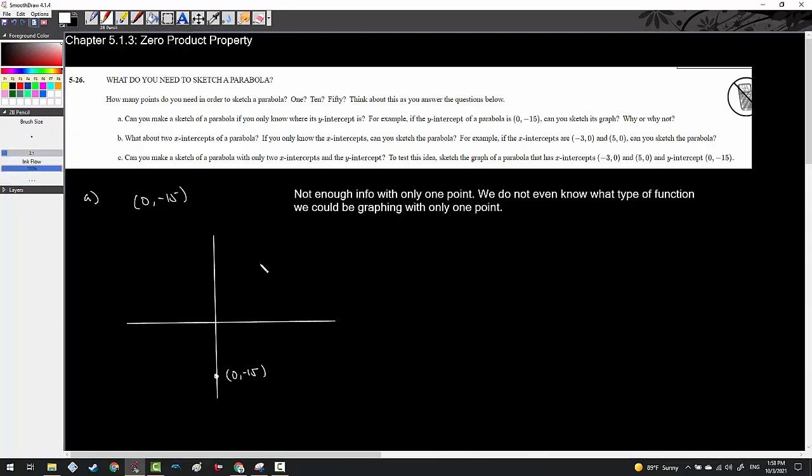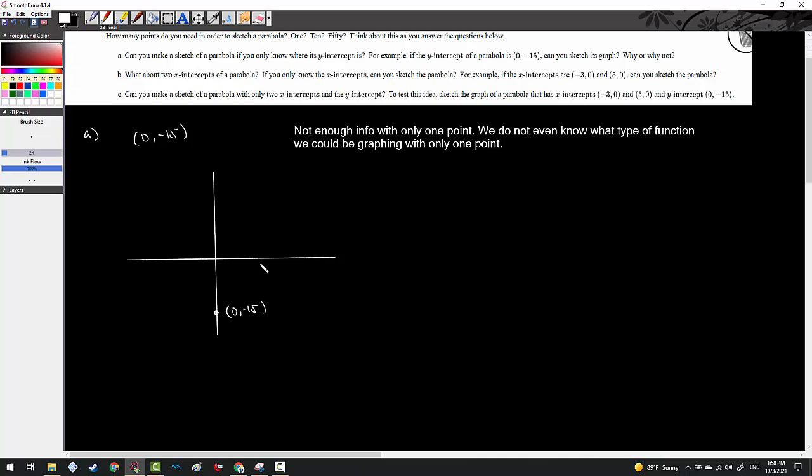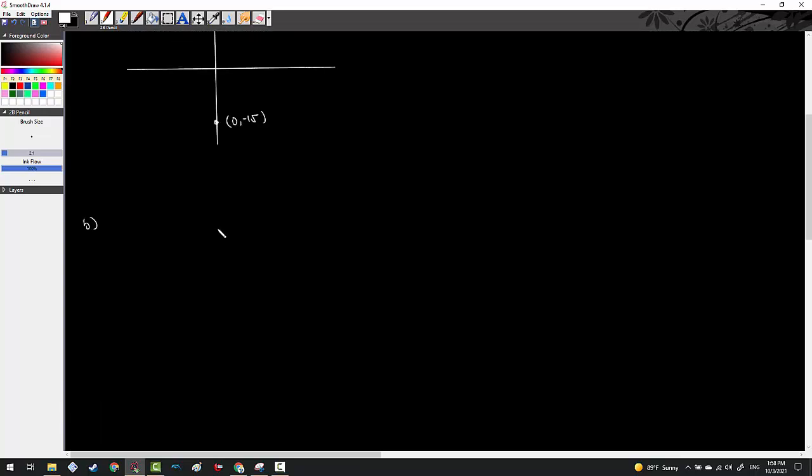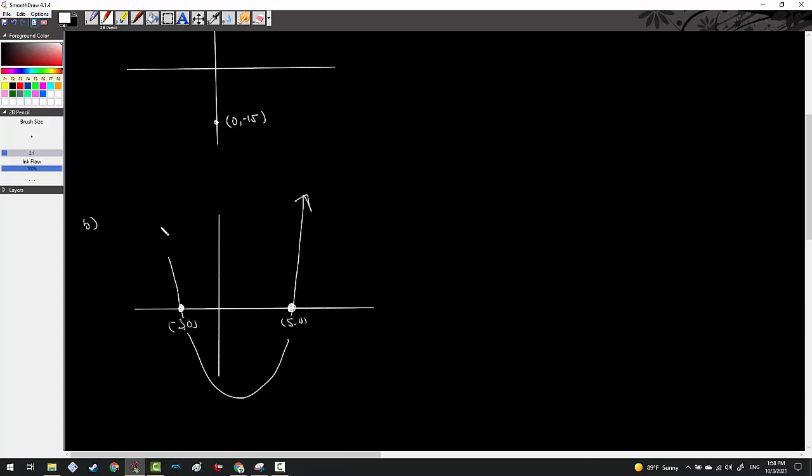In B, it says, what about the two x-intercepts of the parabola? If we only knew the x-intercepts, could you sketch the parabola? For example, if they were negative 3, 0, and 5, 0. So let's find out. We have a parabola at negative 3, 0, and at 5, 0. And I'm just kind of roughly, and they did say sketch, so we have more information now, and because it's a parabola, we know that it's going to be going like this, right? We know that it could be going like this, right?